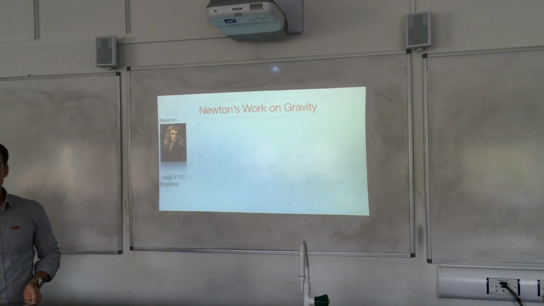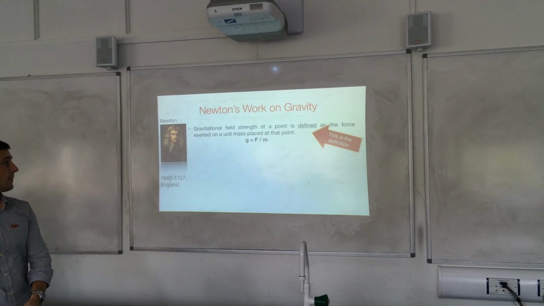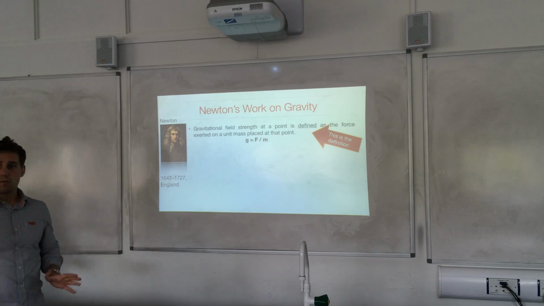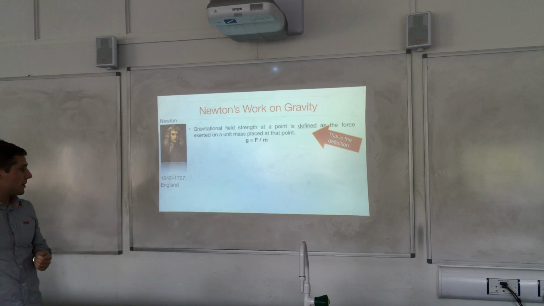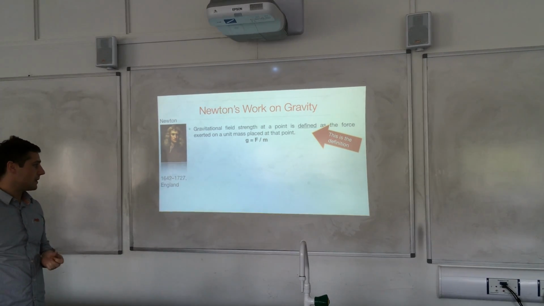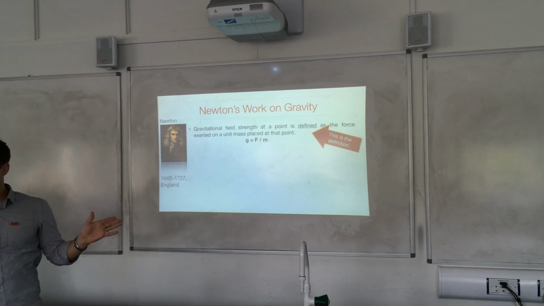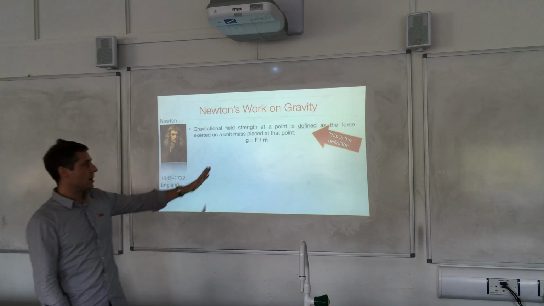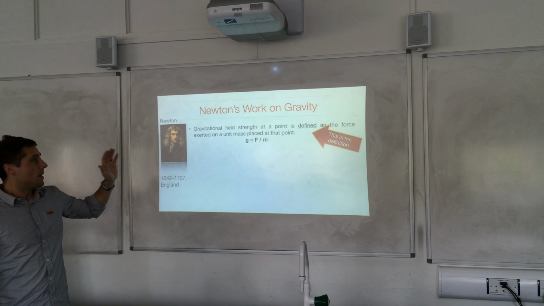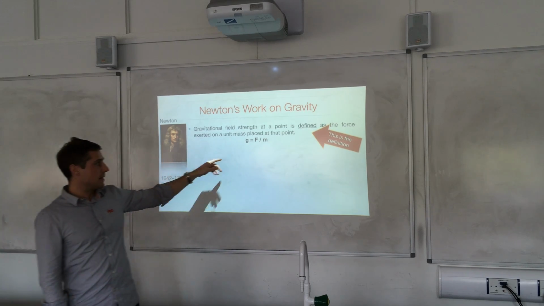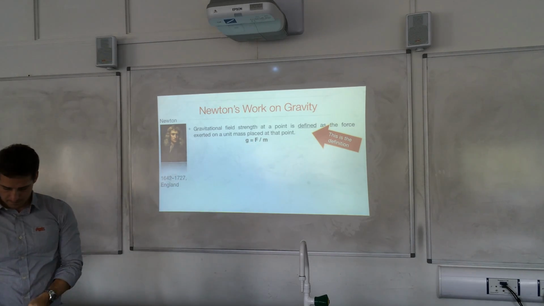Okay. Kepler could not go beyond that third law, right? So let's now move forward in time to Newton's work on gravity. Newton lived in England 1642 to 1727. Right, first thing, what do we mean by gravitational field strength? You need to get this right. This is the definition for gravitational field strength: the force exerted per unit mass placed at that point. So g equals F divided by m.